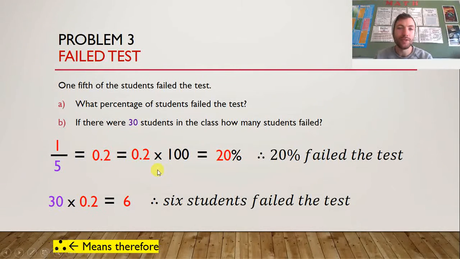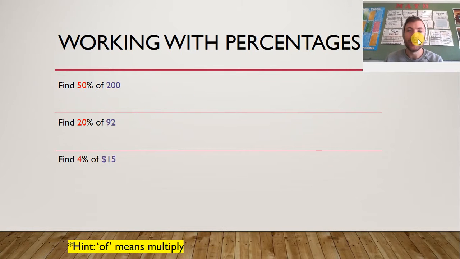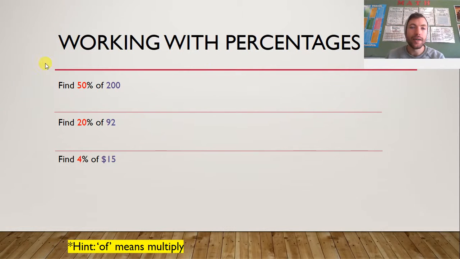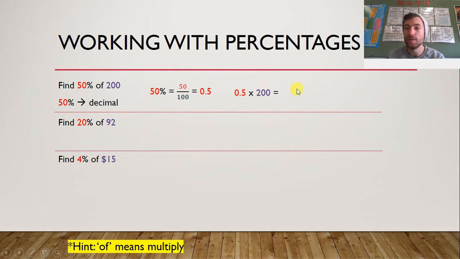This can be a little bit confusing, so I'm going to explain that now. Working out with percentages. Let's say we have find 50% of 200. Of, in this case, just means multiply. So the first thing we need to do is convert 50% into a decimal. That is going to be 50 over 100, which equals 0.5. Then we just have to multiply that by the number we're trying to find. So 0.5 times 200. When you put that in your calculator, it's going to give you 100.